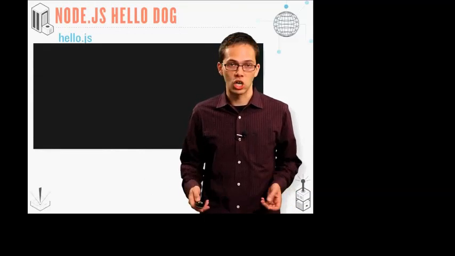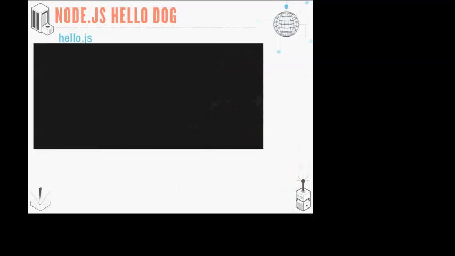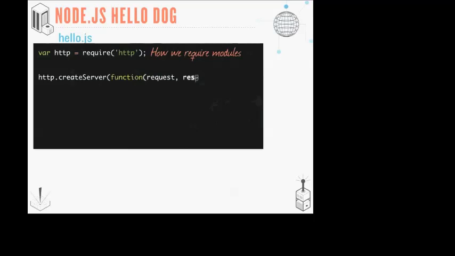Now it's time for our Node.js hello world, or in our case, let's do a hello doc. So our first line in this file, we need to require the HTTP module. So we're including another library. This is how we include libraries typically in Node.